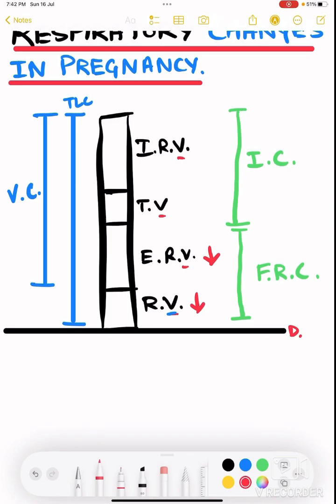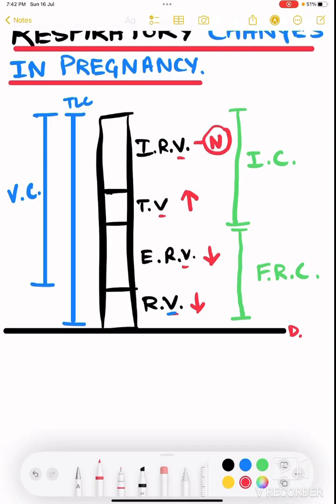Now what will happen? Tidal volume will increase. We all know that whenever something is decreasing or increasing by a compensatory pathway, the opposite happens. So these two decreased, expiratory reserve volume plus residual volume, so tidal volume increases. And there is a volume that remains normal. I remember it this way: it is so high above the diaphragm that the uterus is unable to affect it. So inspiratory reserve volume is normal.